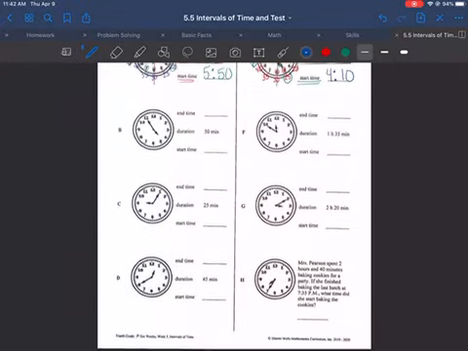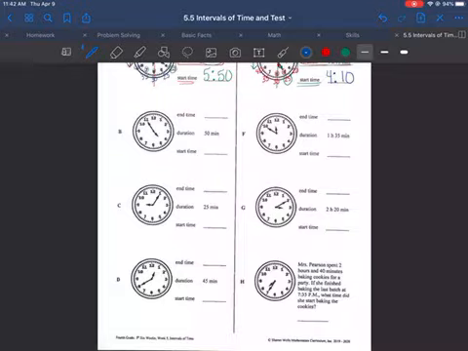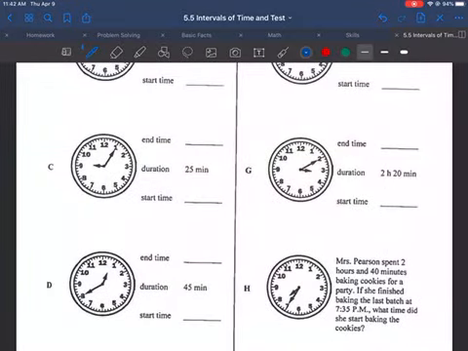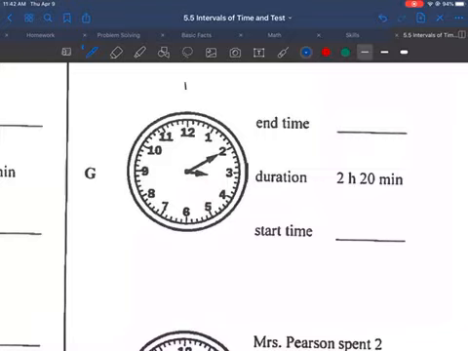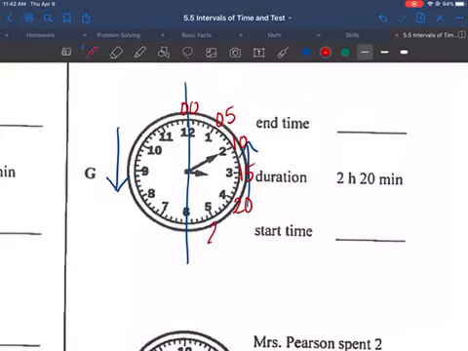I'm going to go ahead and do letter G. For letter G, first step, cut the clock in half. Remember, right goes up, left goes down. I'm going to do my minutes, on a clock, 5 minutes, 10 minutes, 15 minutes, 20 minutes, 25 minutes, 30 minutes, 35 minutes, 40 minutes, 45, 50, 55, and then we get to a clock, which is going to be the 60. So I'm going to go ahead and look at the end time.